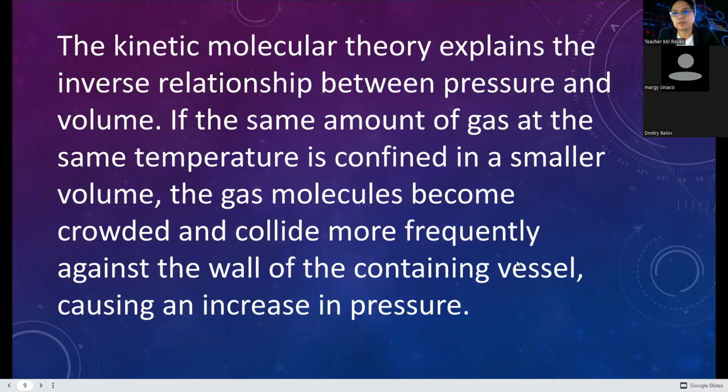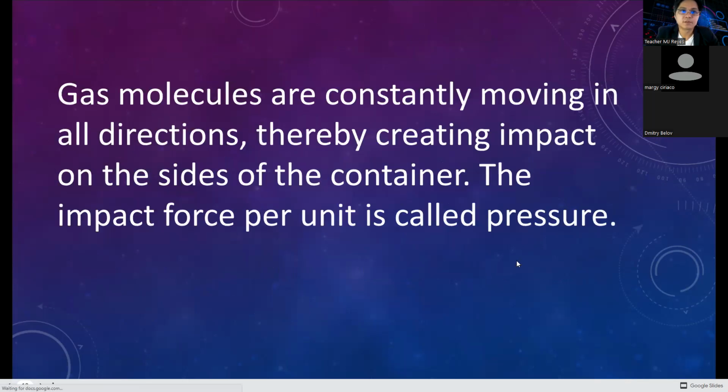The kinetic molecular theory explains the inverse relationship between pressure and volume. If the same amount of gas at the same temperature is confined in a smaller volume, the gas molecules become crowded and collide more frequently against the wall of the containing vessel, causing an increase in pressure. Gas molecules are constantly moving in all directions, creating impact on the sides of the container, and the impact force per unit area is called pressure.